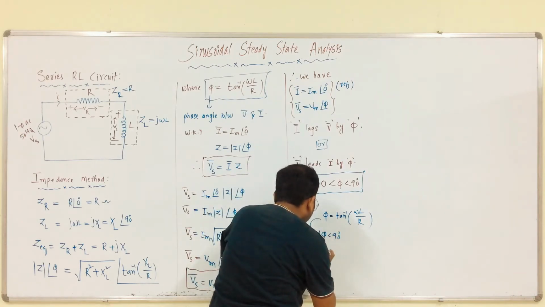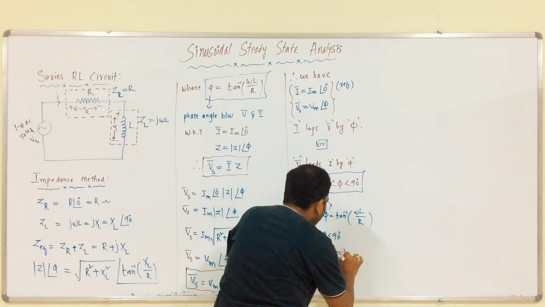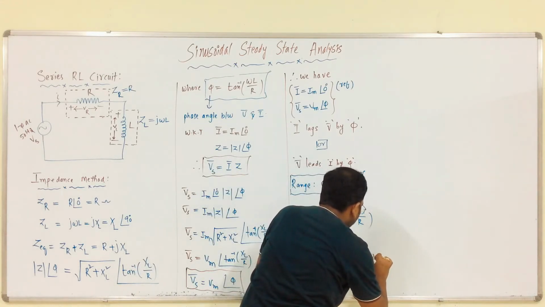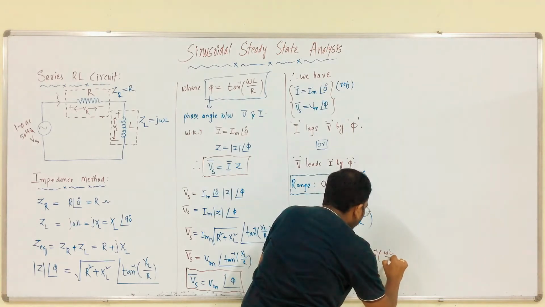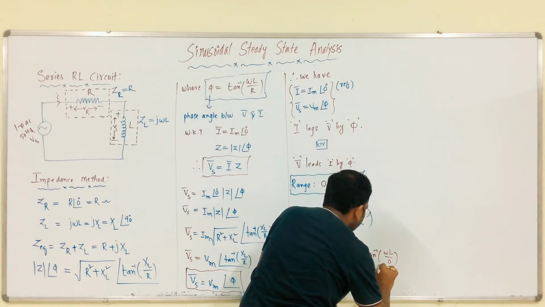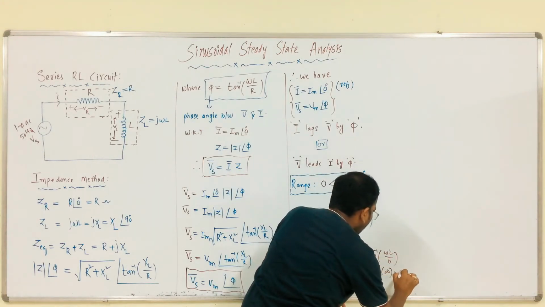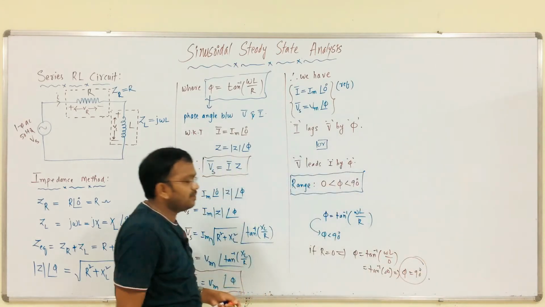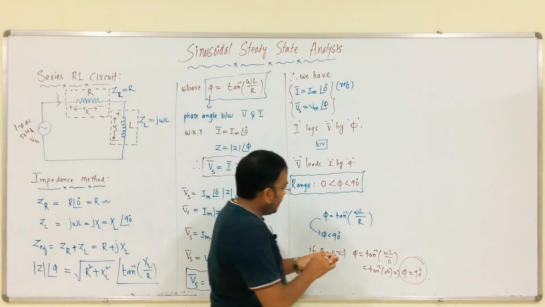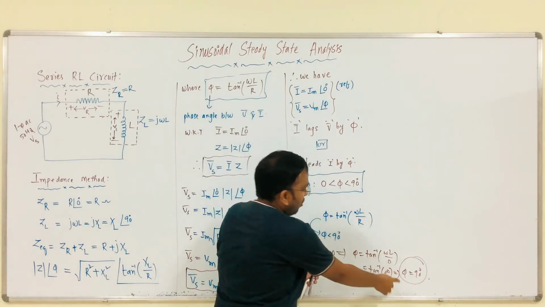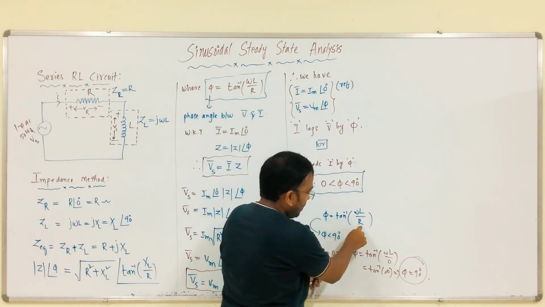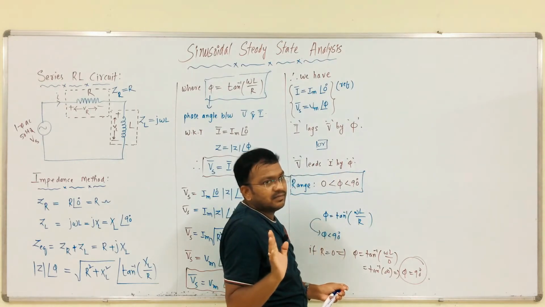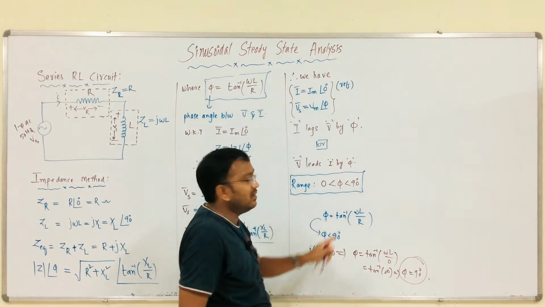If R is equal to 0, then phi is equal to tan inverse omega L by 0, which is nothing but tan inverse infinity, which is equal to what? Phi is equal to 90 degrees. Clear? In the absence of R, we got phi as 90, but in the presence of R, the phase angle is less than 90 degrees. Okay? This is the main reason behind this.